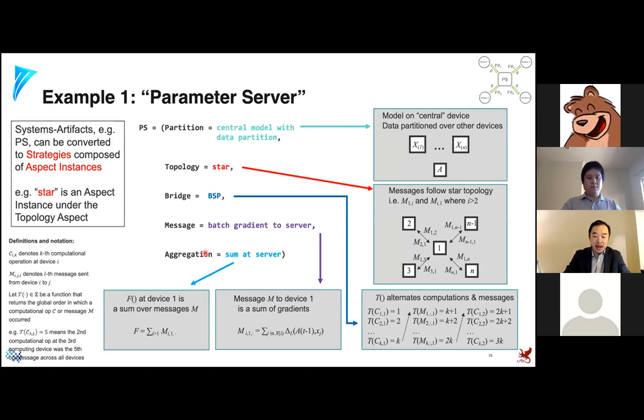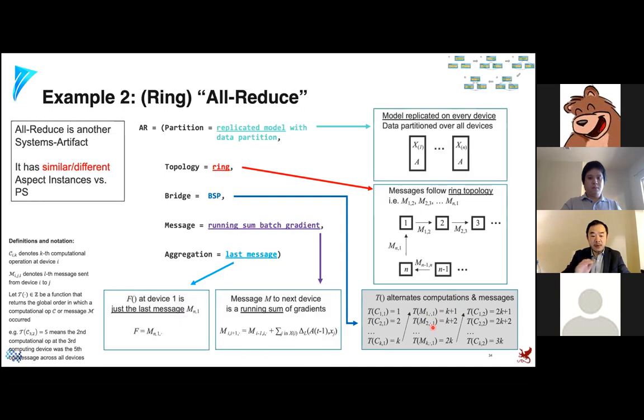So here I graphically repeat the example of parameter server, and you can see these five tuples along with their instantiation is coming from specific instances from a library of the choices. But it doesn't mean that the same choice cannot be used for other strategy. For example, the particular communication protocol, in this case BSP, can be used not just in parameter server, but maybe another communication systems. So let's look at another strategy, which is the ring all reduce.